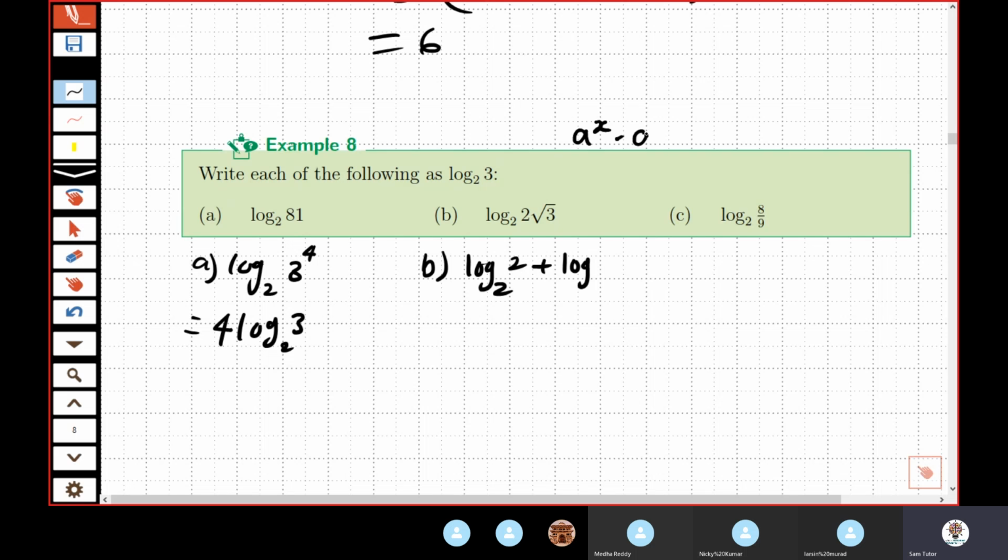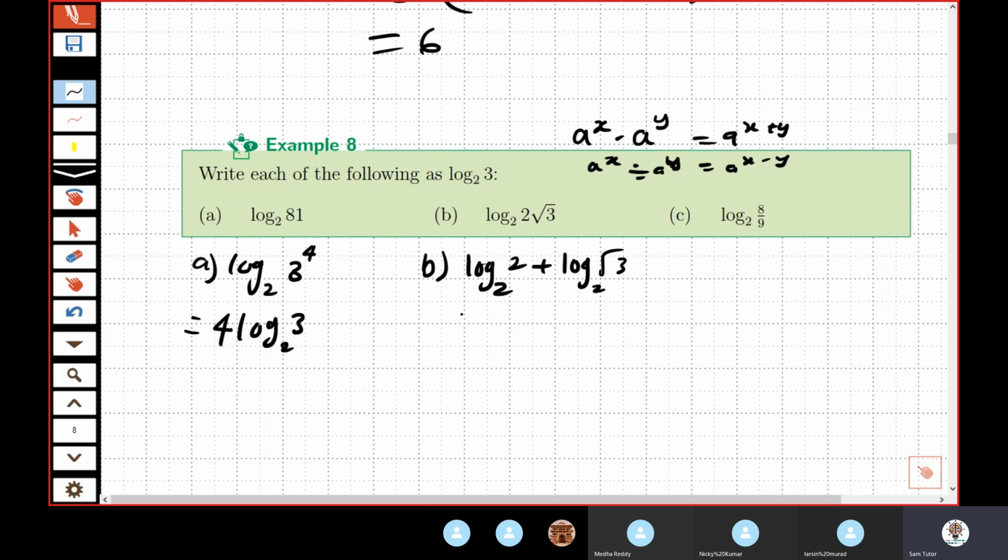What did you do when we gave you something like this? Multiplied, you added the index. So add, and then what happens when you divide? You subtract the indices. So same thing. What do you do when you multiply these bits? There you're going to add your logs. So it's going to be log 2, 2 plus log root 3.